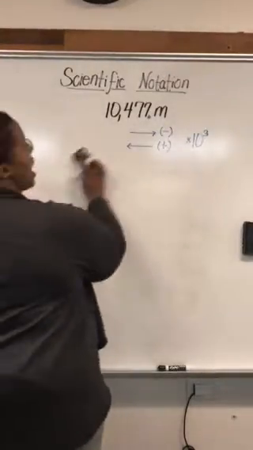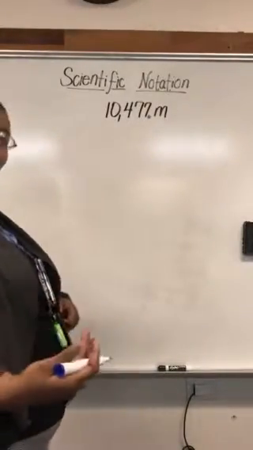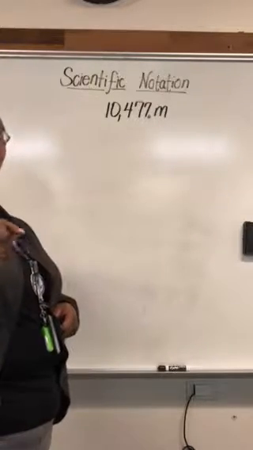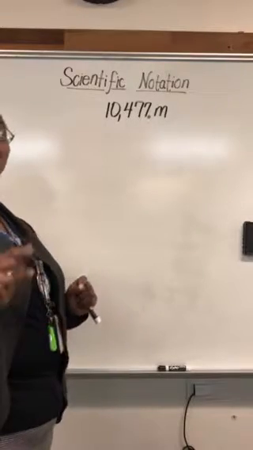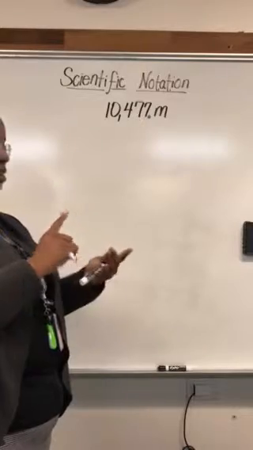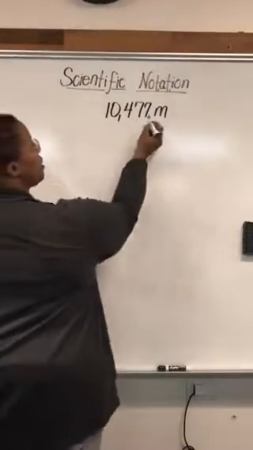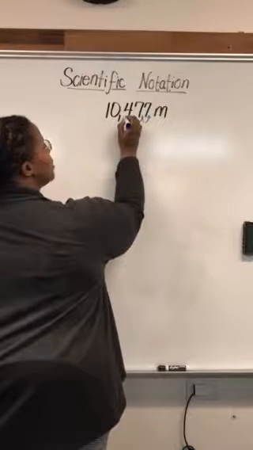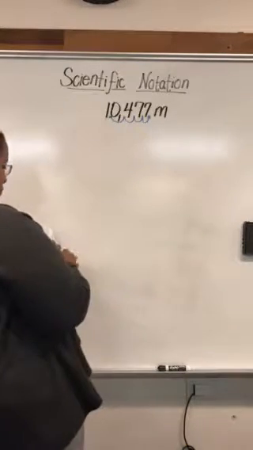In the example that we have, with 10,477 meters, coming up to rule number 2. The number in front of your decimal has to be between 1 and 9. So we're going to keep moving the decimal until what's right in front is a number between 1 and 9. So let's count how many moves this is going to take. 1, 2, 3, 4. And my new decimal is going to end up there.